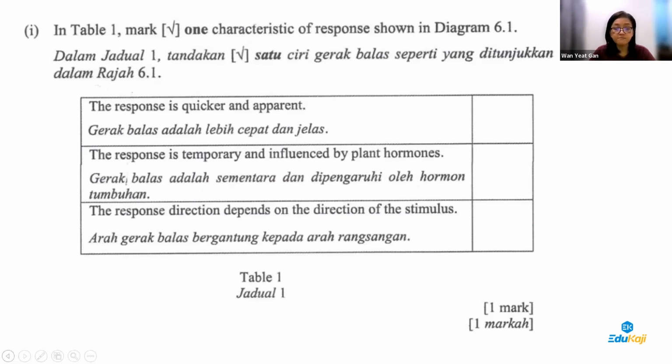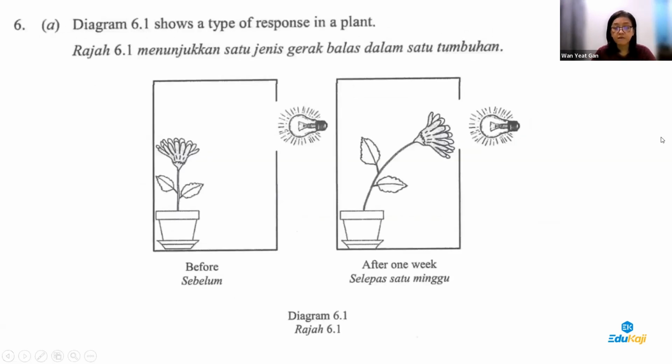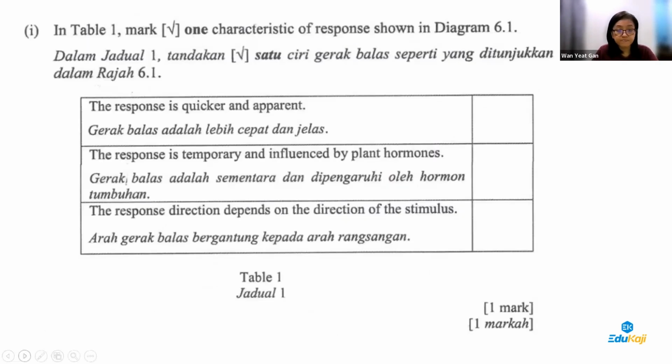Now you see here, the direction of the stimulus is coming from a little hole in this box here. So the stimulus is light. So the plant is moving towards the direction of the stimulus. So the response of the plant is towards the light. Therefore, the answer is the response direction depends on the direction of the stimulus.